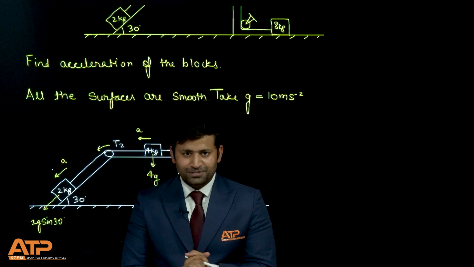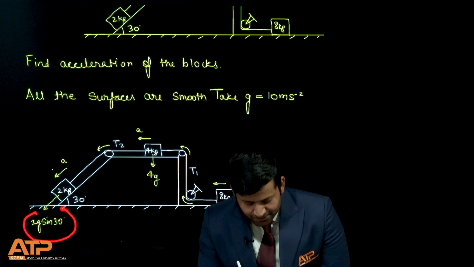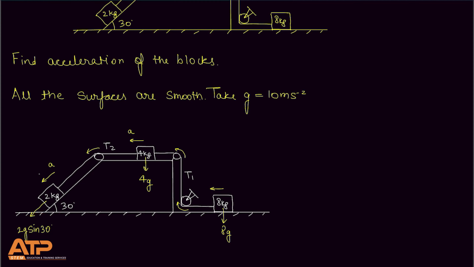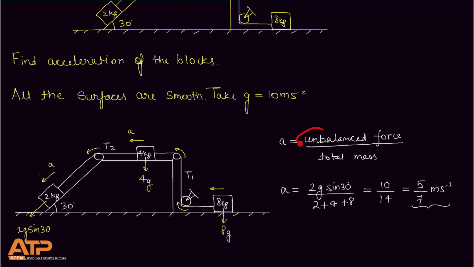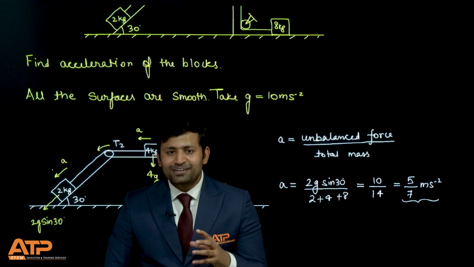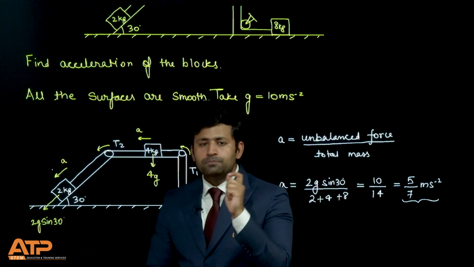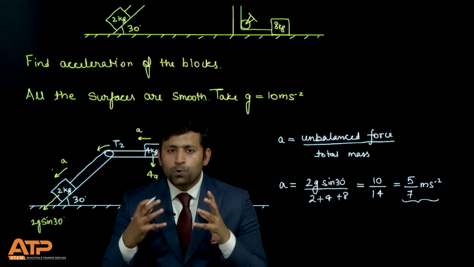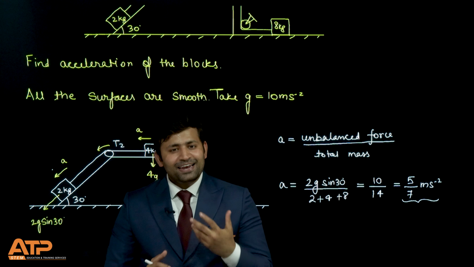There is no other force. So can we say this is the unbalanced force? Correct. So we got the unbalanced force. Now we have to just divide it by the total mass, that is 8 plus 4 plus 2. You get the answer as 5 by 7 meter per second square. So here, if you visualize the problem correctly, you will get the answer within seconds. Let us take another problem.